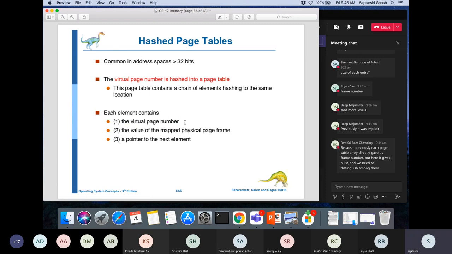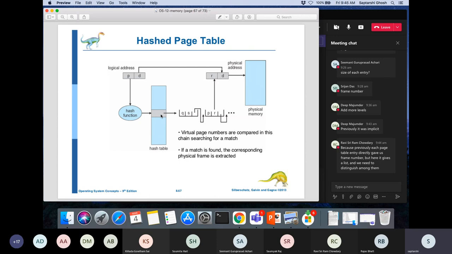But now we are talking about storing entries related to multiple virtual page numbers in the same page table entry. That is why, first of all, we need a linked list kind of thing, because we need to store multiple entries here. And we also need to explicitly store this virtual page number to distinguish which entry in this linked list we are matching with.